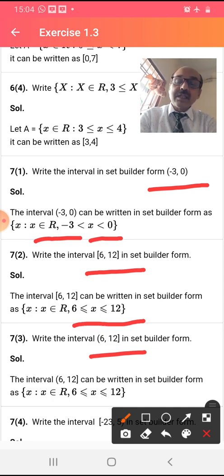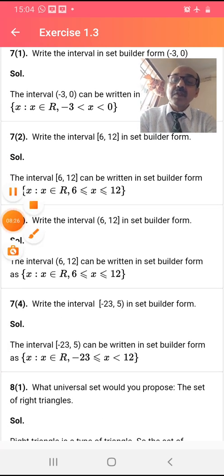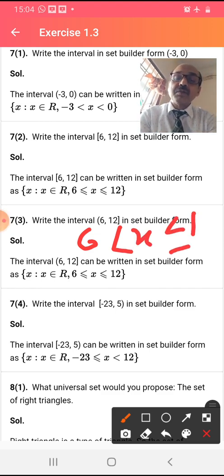So 6 less than equal to 6 comma 12. That means 6 less than x less than or equal to 12.